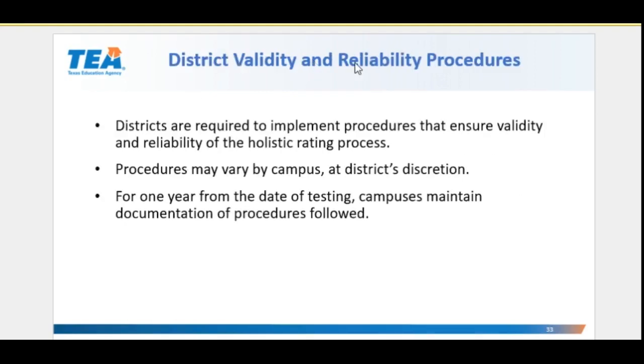District validity and reliability procedures. Districts are required to implement procedures that ensure validity and reliability of the holistic rating process. Procedures may vary by campus at district's discretion. For 1 year from the date of testing, campuses maintain documentation of procedures followed. The district and campus coordinator resources provide guidance in establishing validity and reliability procedures.